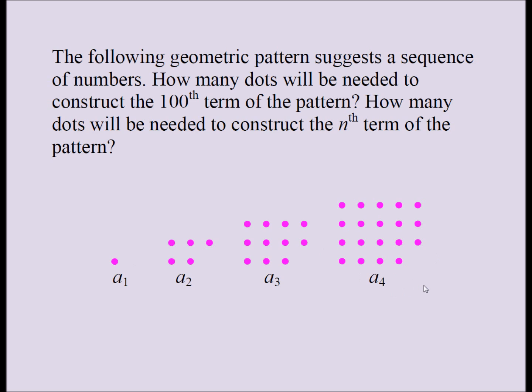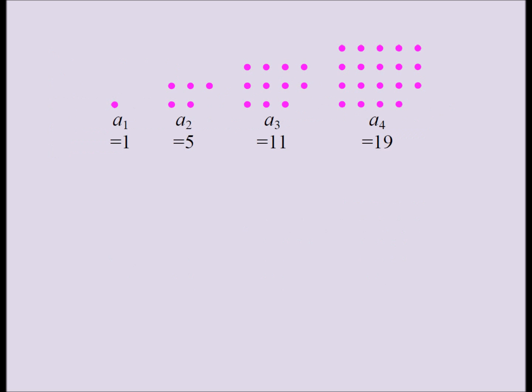So we need to find out how many dots I'll need to construct A subscript 100 and how many dots I'll need to construct A subscript n. So that's the 100th term and the nth term. Let's first try to answer the first part of the question. We need to find out how many dots are needed for the 100th term.